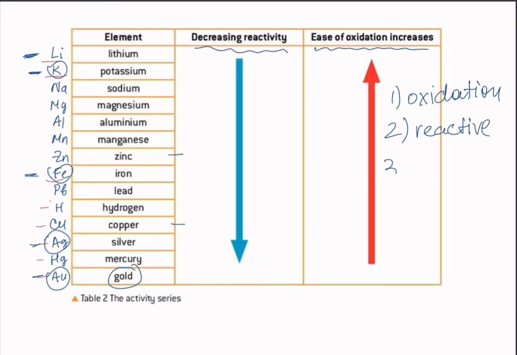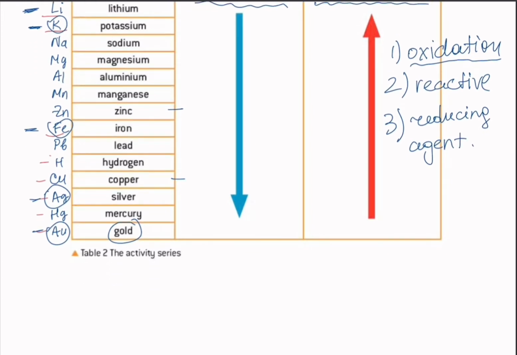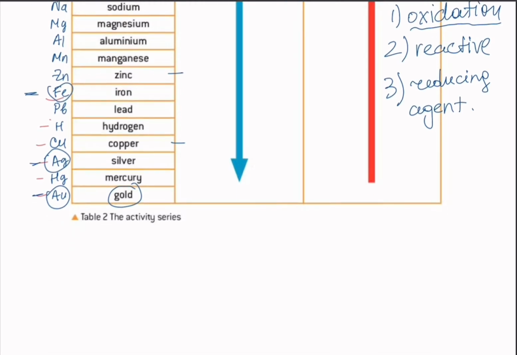And as we go up, because your oxidation increases, you also become a good reducing agent, as we know from previous videos. If oxidation happens to you, then you're a good reducing agent. Now, what kind of examples will be given?